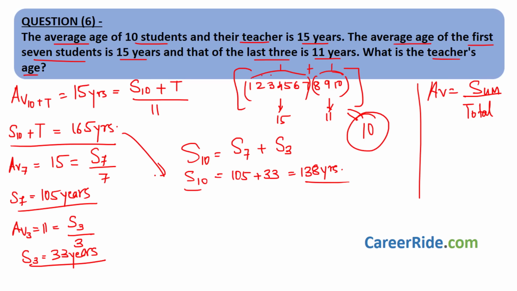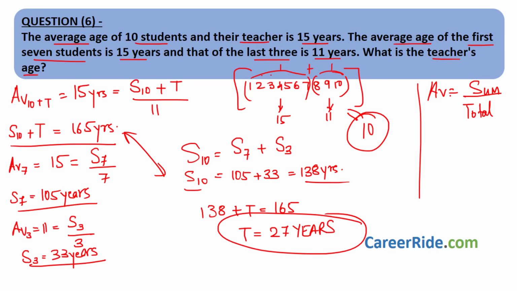Substitute this value over here, okay? What you will get? 138 plus T equal to 165. So, T, that is the age of the teacher, is 165 minus 138, which is 27 years. So, this is the age of the teacher. See how easily, using this small formula, we can calculate any sum related to average, and especially average age.